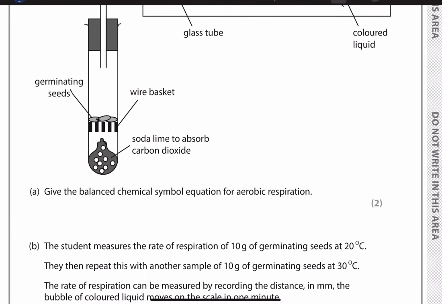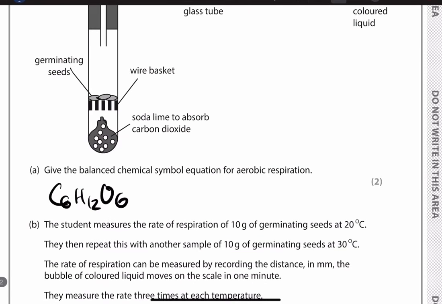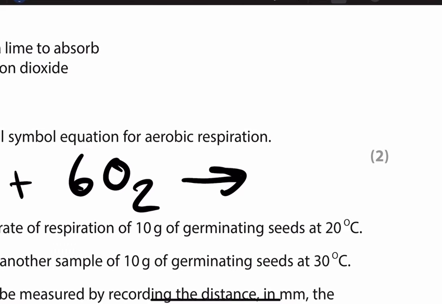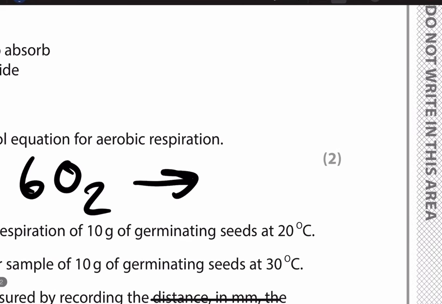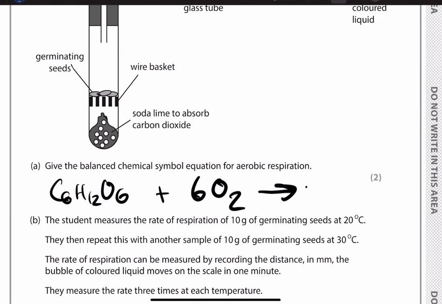Okay, aerobic respiration, we're going to have C6H12O6, right? If you can't remember that, just think of 6, 12, 6, right? We know they're all multiples of 6, so it's quite easy to remember. Plus 6O2, right? Forms, and the products are going to be carbon dioxide and water, as we know from aerobic respiration. But what are the coefficients? Well, it's going to be 6CO2 plus 6H2O.